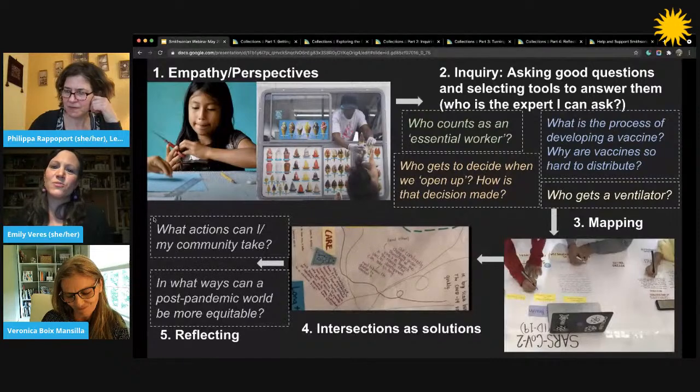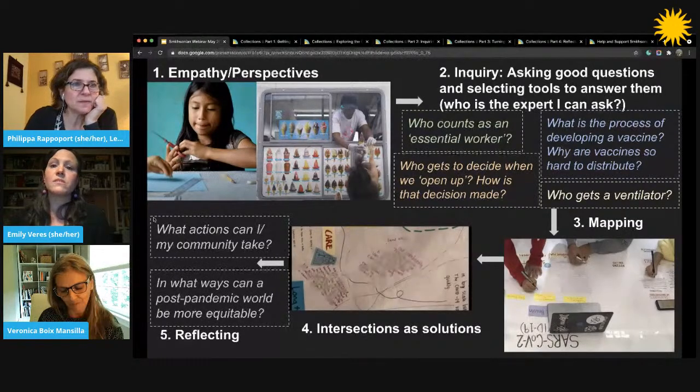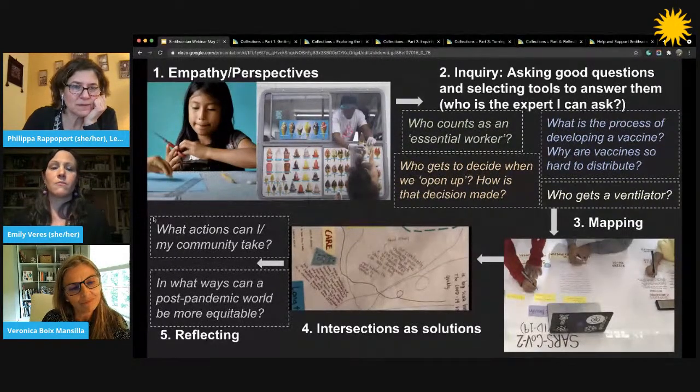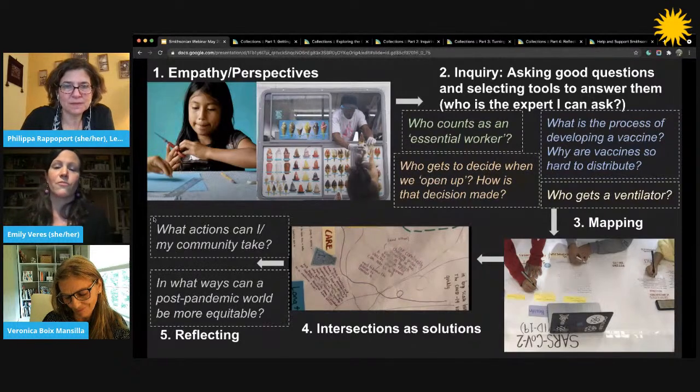And I asked them to do some thinking about what solutions we could find and what further questions could be asked based on those intersections. And we'll spend some time on each part of the 1, 2, 3, 4, 5 here. And I asked them to reflect at the very end, and we will also do some reflecting together.